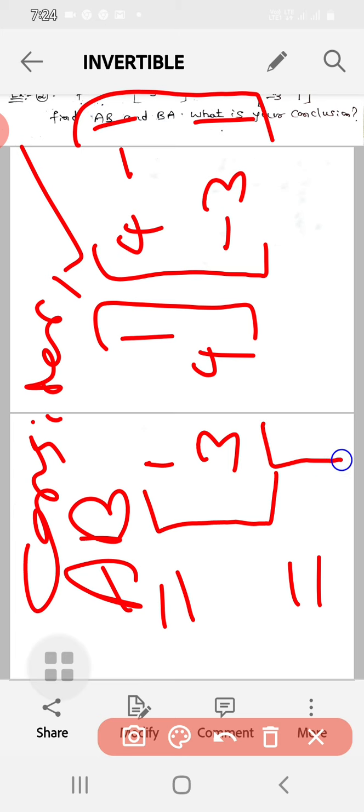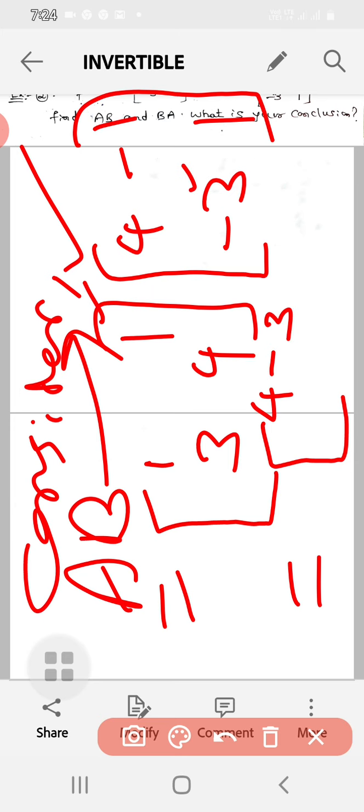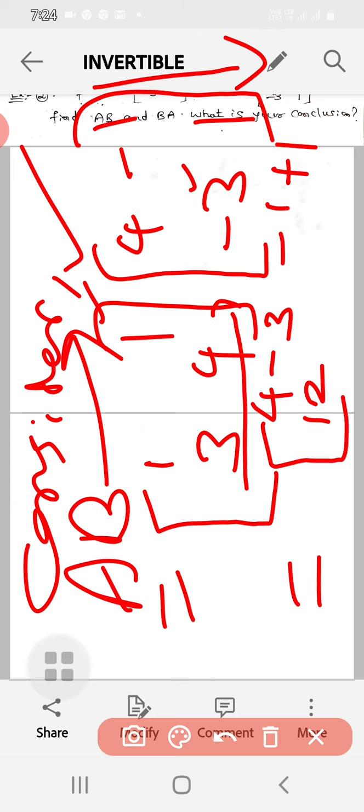Okay, then we can write here: you start with row 1, 1 into 4 is 4, then 1 into minus 3, that will be minus 3. Then 1 into minus 1 is minus 1, plus 1 into 1 is 1. In the second row, 3 into 4 is 12, then 4 into minus 3 will be minus 12. Then 3 into minus 1 is minus 3, plus 4 into 1, that is 4.